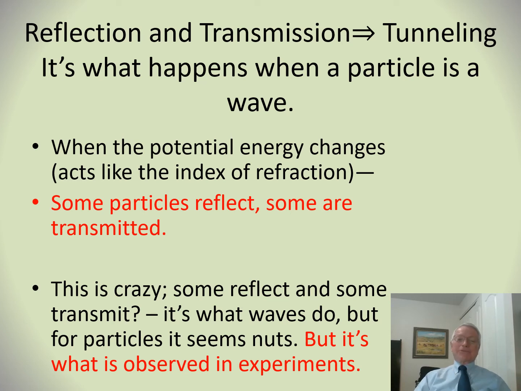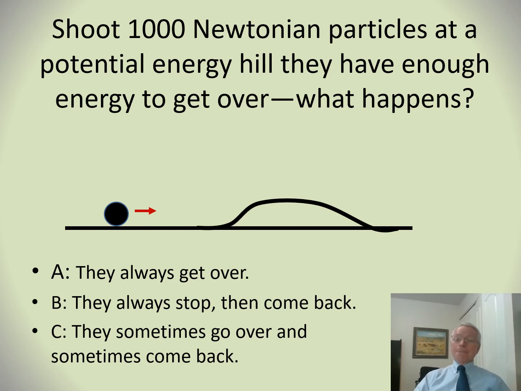So this is perfectly natural for waves, but it's crazy for particles. But if particles are waves, then they ought to do this, and they do, and it's observed in experiments. So let me take you through this a little bit by doing little simple quizzes. Suppose you have 1,000 Newtonian particles, and you shoot them at a potential energy hill that they have enough energy to get over. What do the particles do? Well, if they're Newtonian particles, and they have enough energy to go over the hill, they will always go over the hill. That's the correct answer in Newton's world.